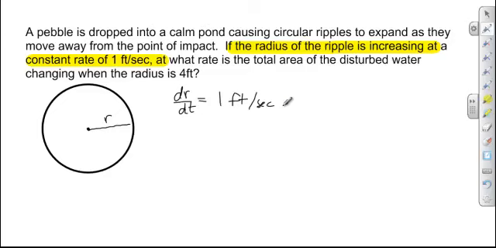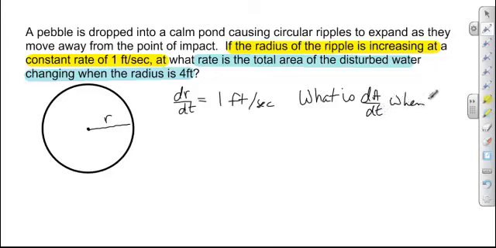And then the question, what rate is the total area of the disturbed water changing when the radius is 4 feet? So the question that we need to answer is, what is the rate of change of area when r equals 4?